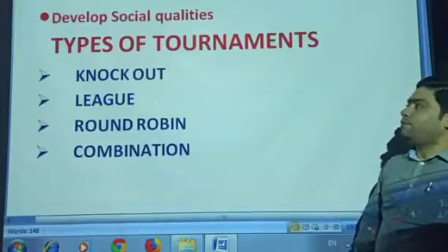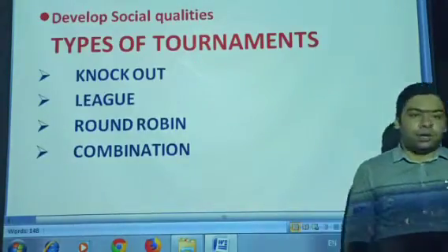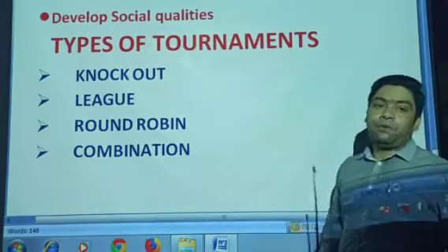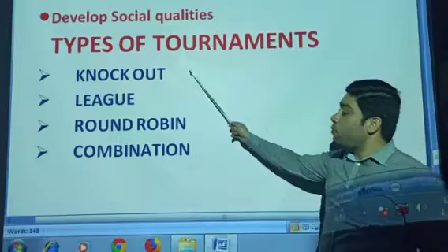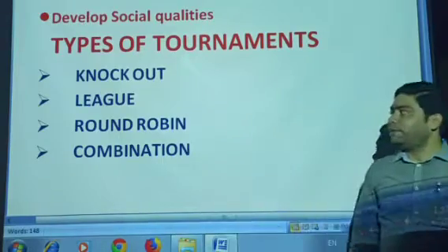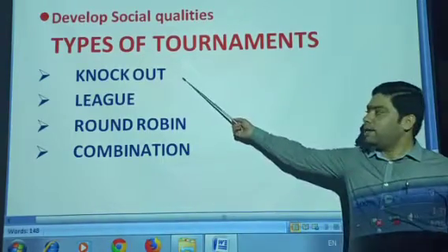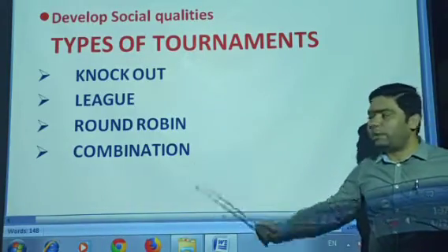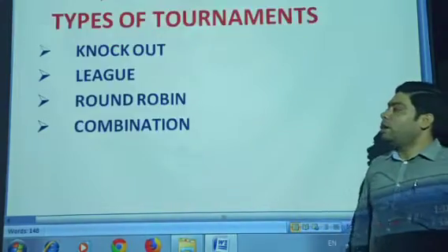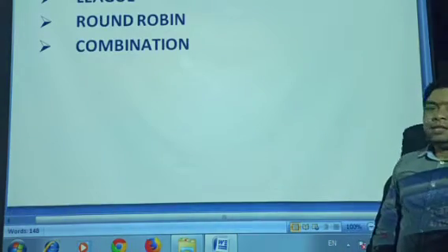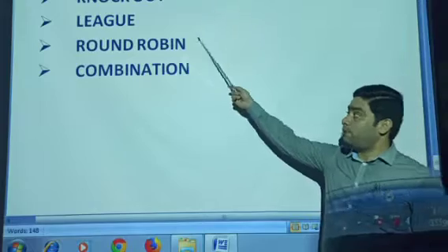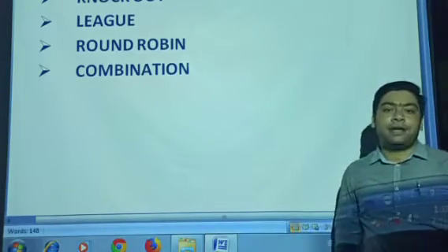Now, types of tournaments. After talking about tournaments, this is our topic. What are the types of tournaments? There are four types of tournaments. The first one is knockout, the second one is league, the third one is round robin, and the fourth one is combination. Now, this is the end of our first part. We will discuss all four types of tournaments in our part 2.